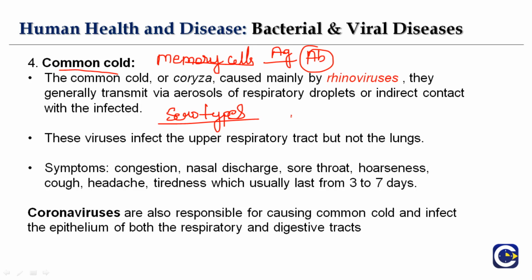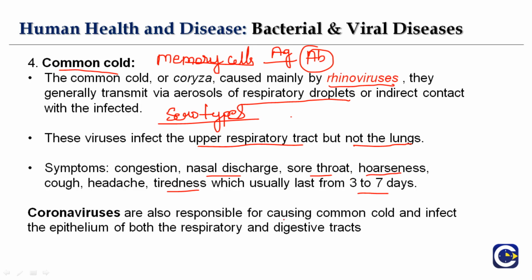The common cold, or coryza, is caused mainly by rhinoviruses, the family Rhinovirus. You have several serotypes under rhinovirus. They generally transmit via aerosols of respiratory droplets. Of course, it's contagious. It spreads from one person to another. These viruses infect the upper respiratory tract, but they do not affect your lungs. That is why they are less severe. Symptoms include nasal discharge, congestion, sore throat, hoarseness, cough, tiredness, which usually lasts up to 3 to 7 days. By then it subsides.